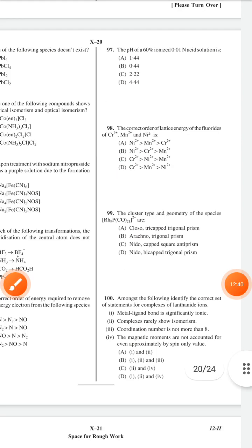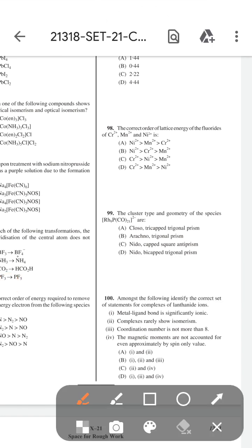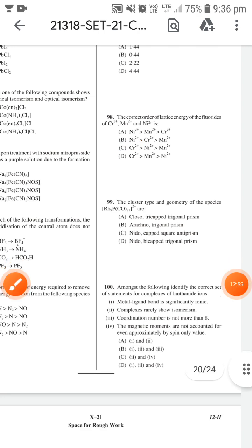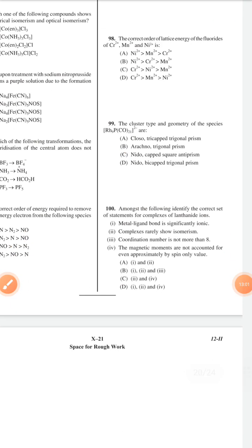98. The correct order of lattice energy of the fluorides of Cr3+, Mn2+ and Ni2+ is. Here the correct option is option B. These questions are from lattice energy diagrams. Okay.